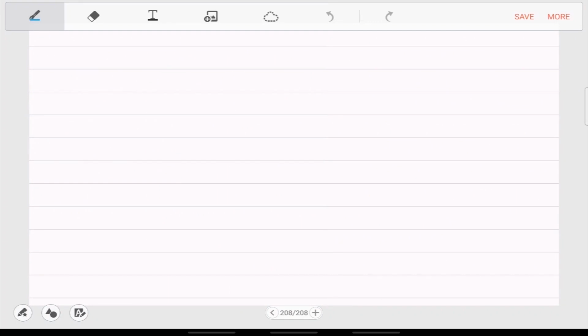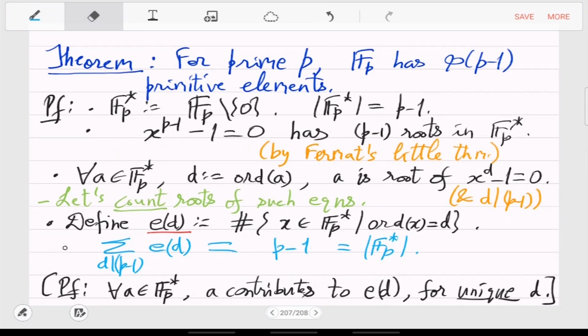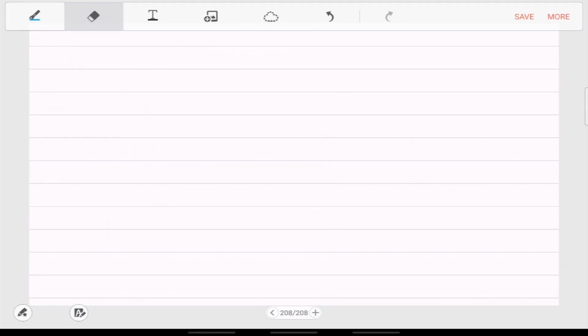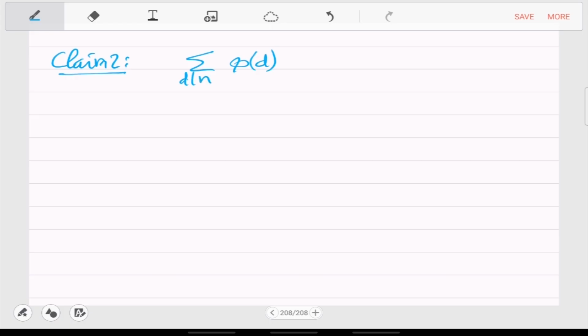Second property that you can write, let me call these claims. The second claim you can show is sigma phi d as you go over all the d's that divide n. That was your quiz question, right? That is equal to n.